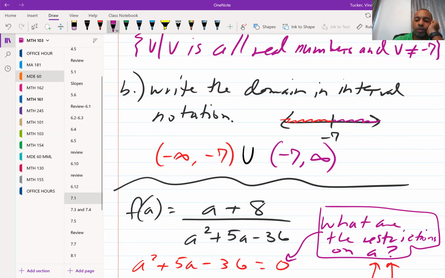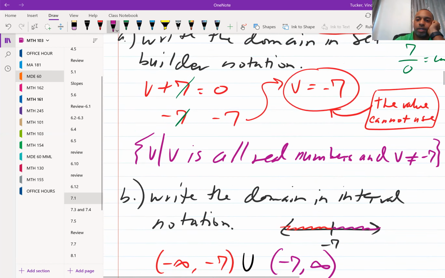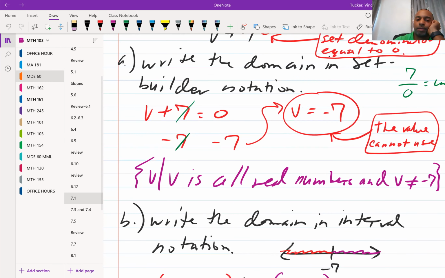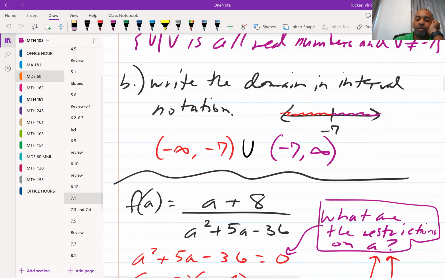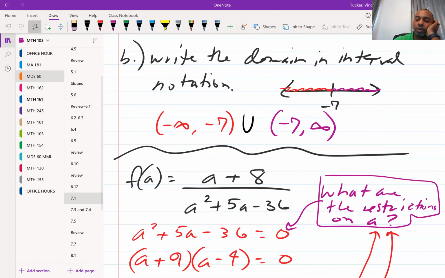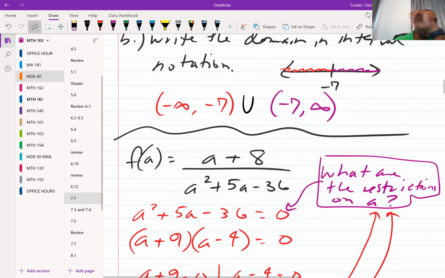So we need to look at what the restrictions are. The restrictions are on A. That's what -7 was in the last problem, the restriction on what V could be. This time we're looking at the restrictions on what A can be. So we set our denominator equal to 0. So a squared plus 5a minus 36 is equal to 0.